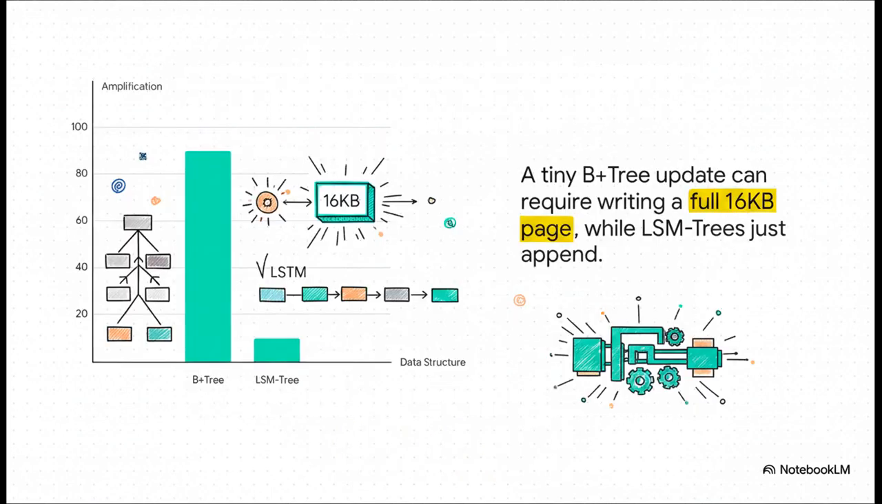B+ trees? They have terrible write amplification. Remember that tiny little update we talked about? It forces a huge 16 kilobyte page on the disk to be completely rewritten. But LSM trees, since they're just tacking things onto the end of a log, keep their write amplification incredibly low. This is amazing for anything with tons of writes, like a social media feed, where thousands of new posts are hitting it every single second.